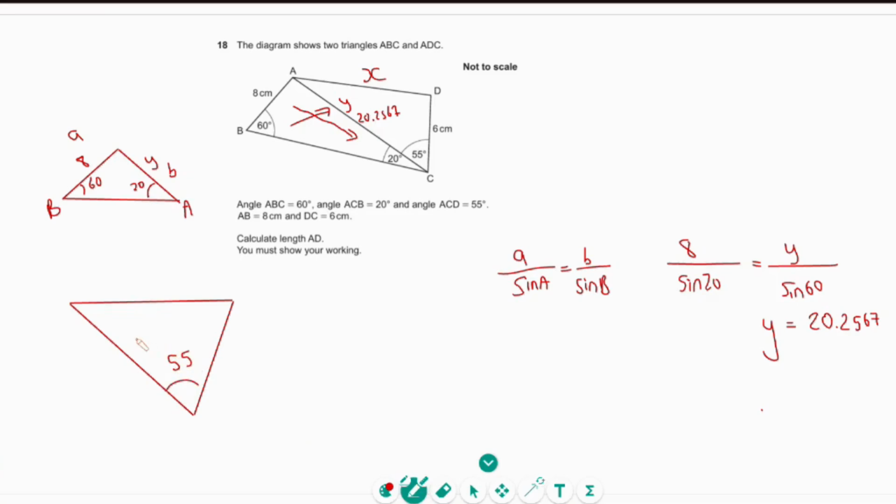55, 20.2567, 6, x. So as discussed, we only have one pair of opposites. So I know it's cosine rule.